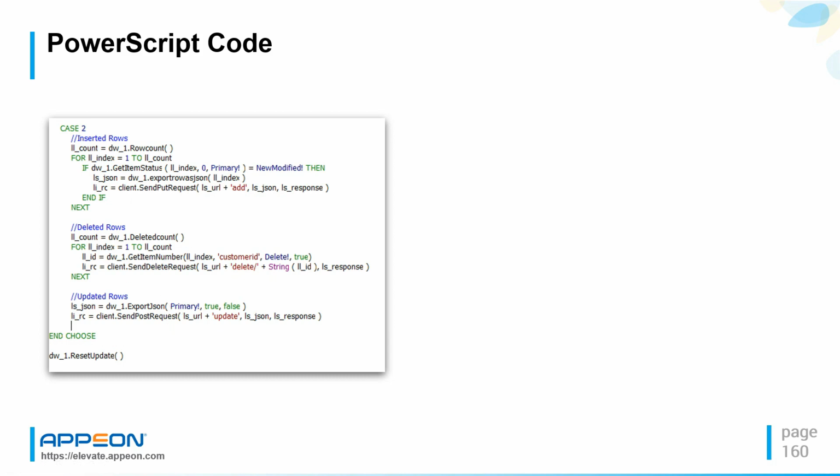Here I'm going to use export JSON. I'm going to say give me the modified values, but notice I'm putting a false here. This says give me plain JSON. Don't give me the data window JSON.